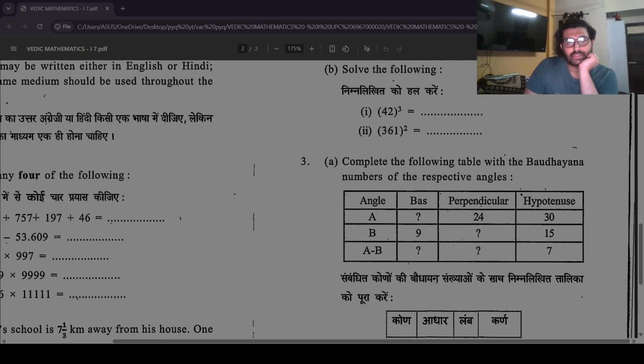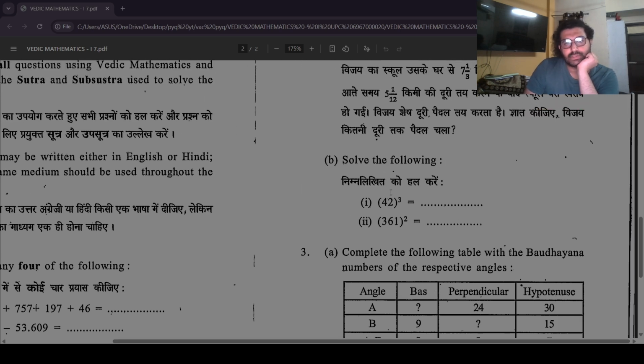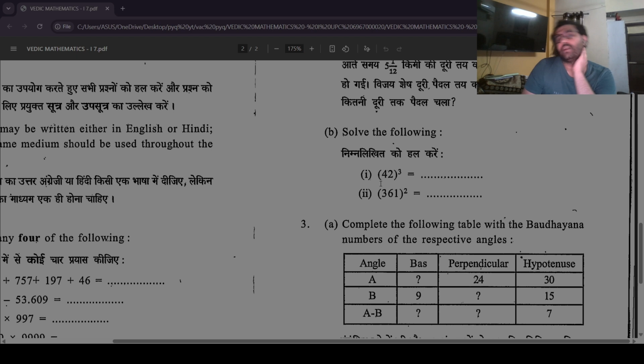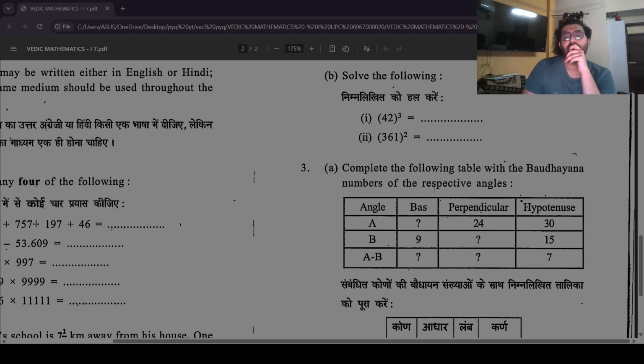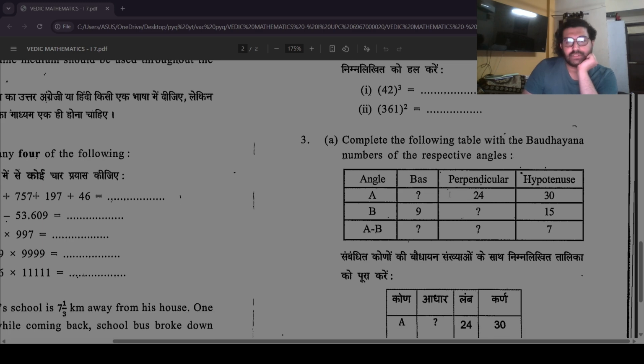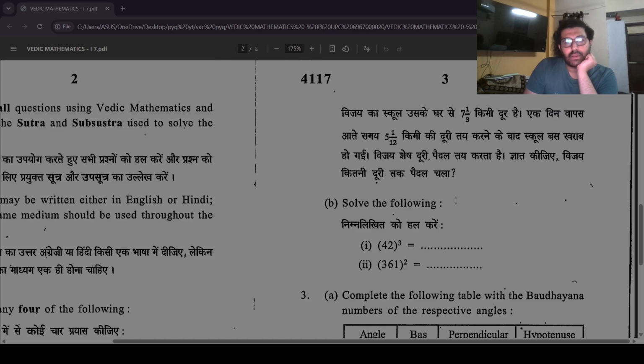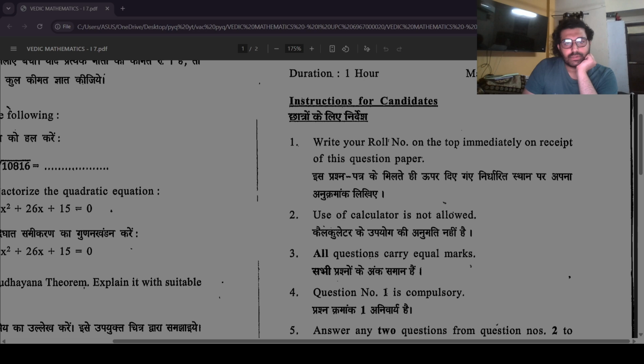And as for question number 3, here's the B part. You can see that you have to find 42 cube and 361 whole cube. Okay, that's for question number 3. Complete the following table with both their numbers of the respective angles. Here's the table. As for its B part, it's right here.